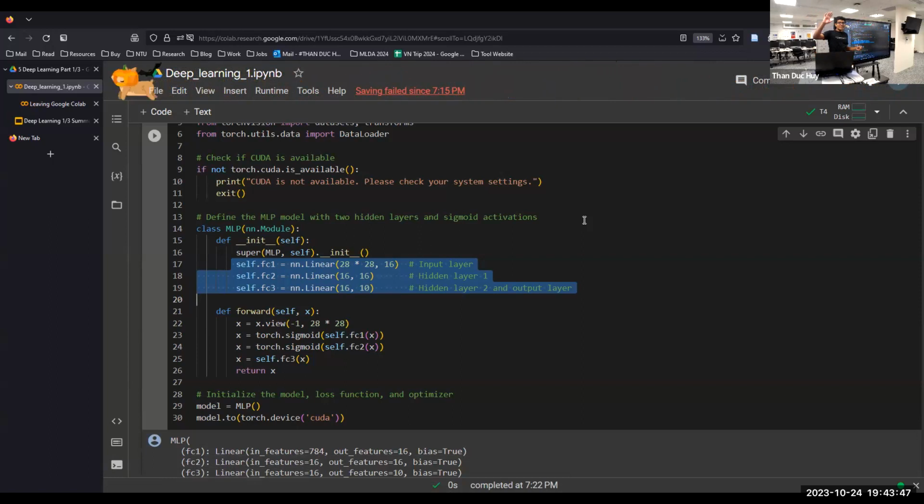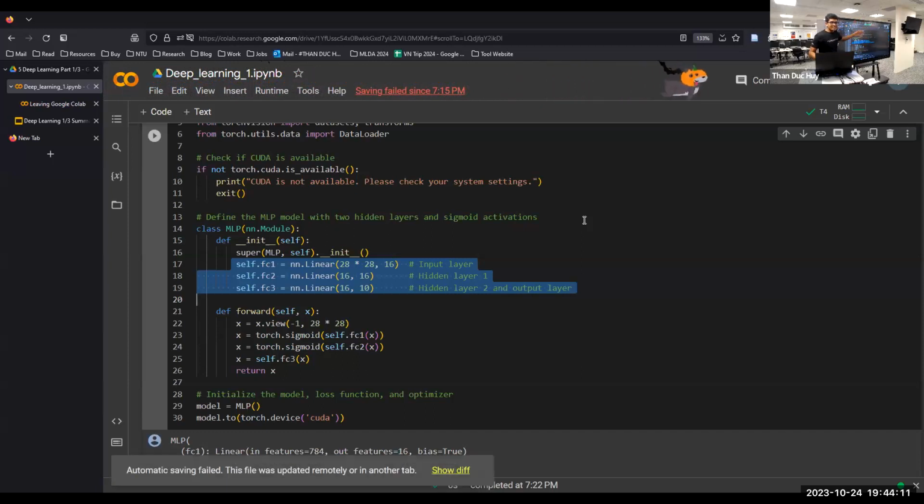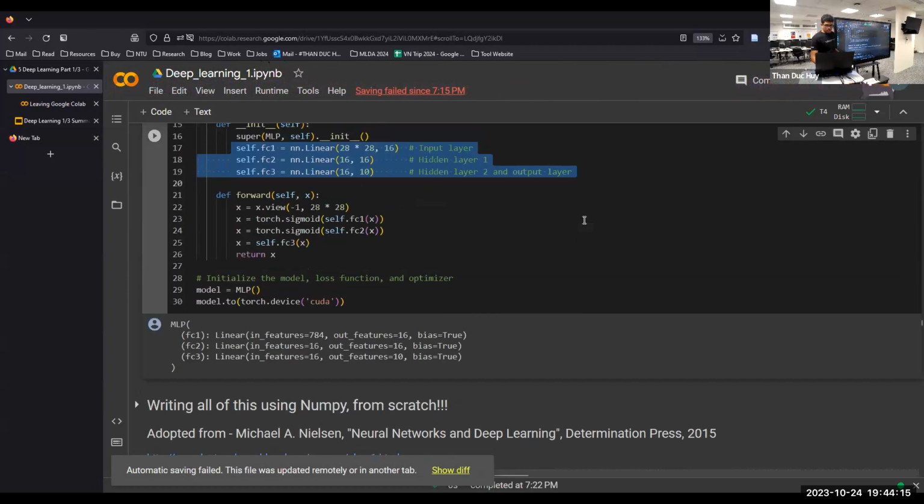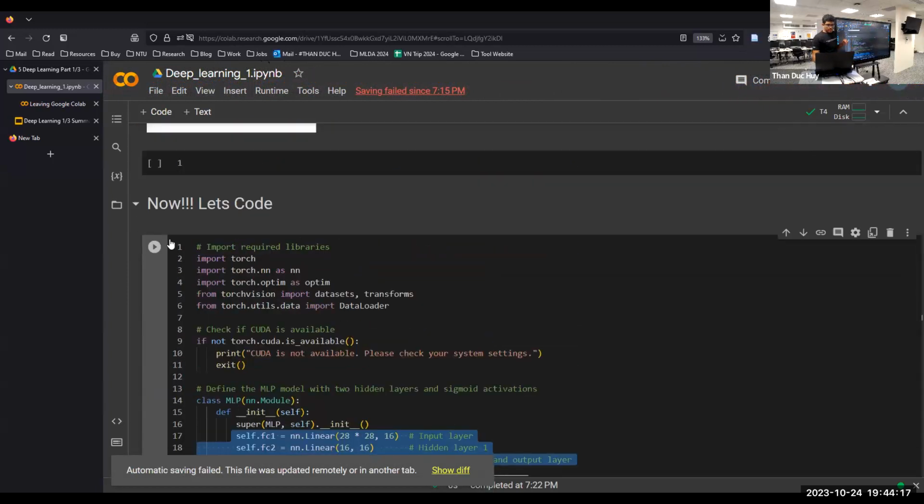Why 10? Can someone tell me why it's 10? Yes, exactly. So first one maps to the first hidden layer. Second line maps from the first hidden layer to the second hidden layer. And the last line maps from the second hidden layer to the output layer, which should give you the numbers, whether it's 0, whether it's 1, whether it's 2, to like whether it's 9, right? So let's just run this.